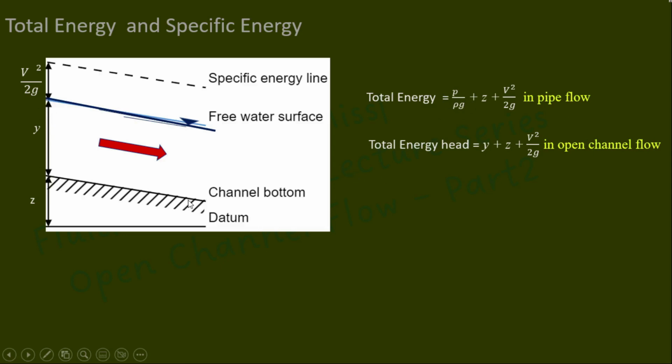Now, if the channel bottom is taken as datum, the total energy per unit weight is E equal to y plus v square by 2g, or it can be written as y plus q square by 2ga square, where v equal to q by a. So we can say that specific energy is the energy per unit weight of water measured above the channel bottom. The concept of specific energy is very useful in the solution of many open channel flow problems.